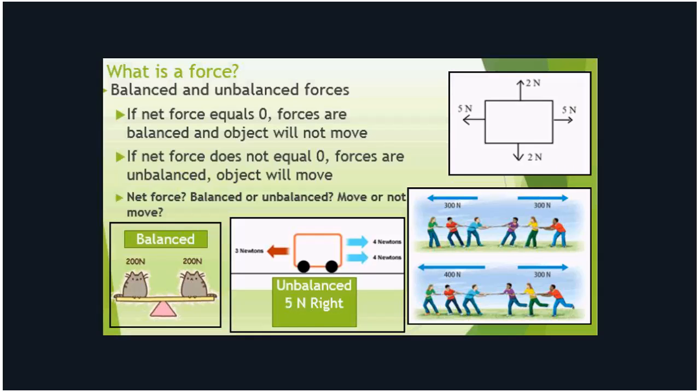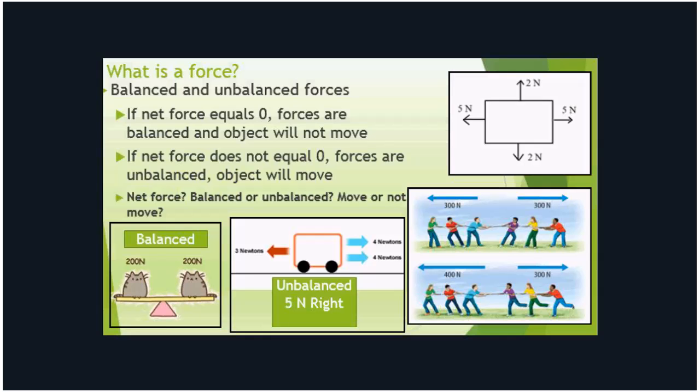The next question, you've got someone pulling on a box with 3 newtons to the left, 2 people pulling on the box to the right with 4 newtons each, meaning I should add 4 plus 4 and get 8 newtons. Subtract 3 newtons because 3 newtons is pulling to the left. 8 minus 3 is 5, and that is 5 newtons to the right. So this is an unbalanced force because the object should move to the right.